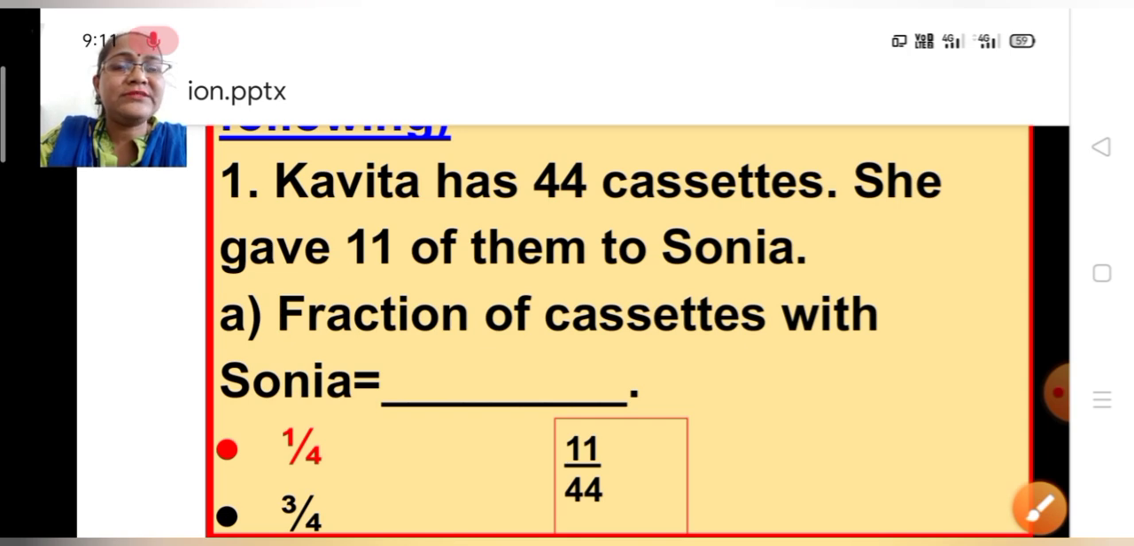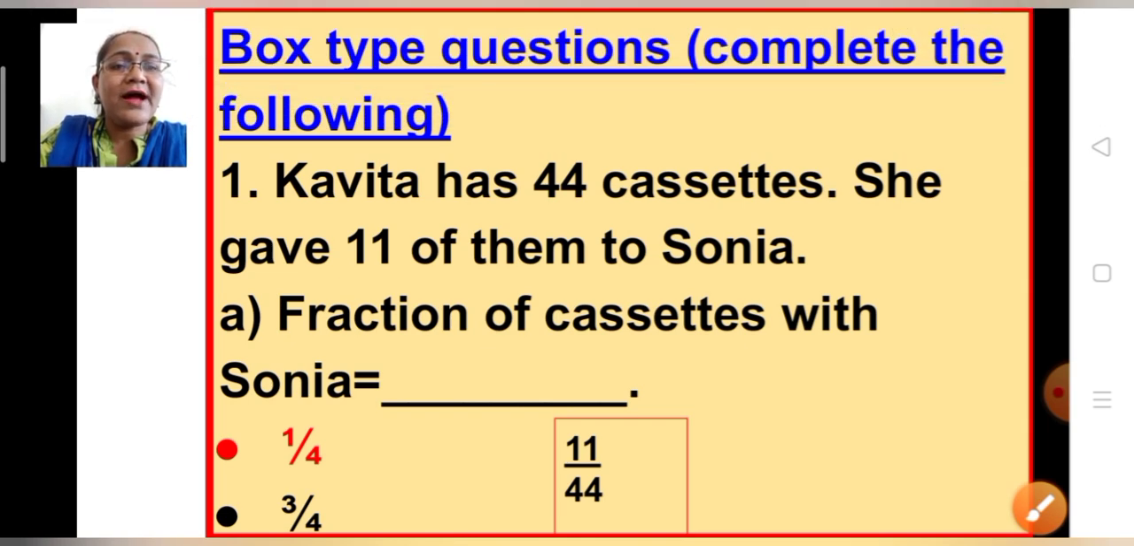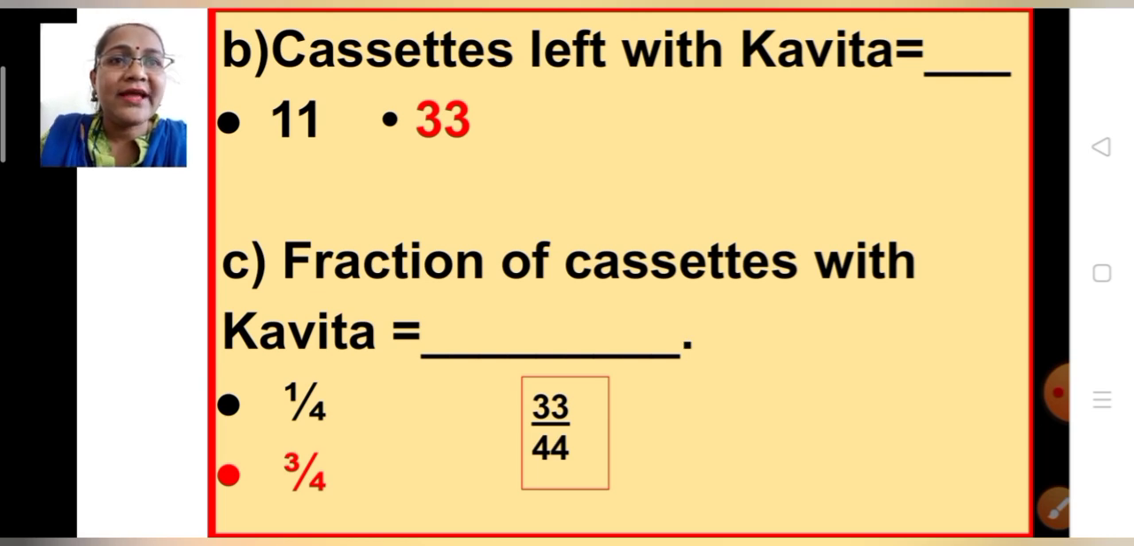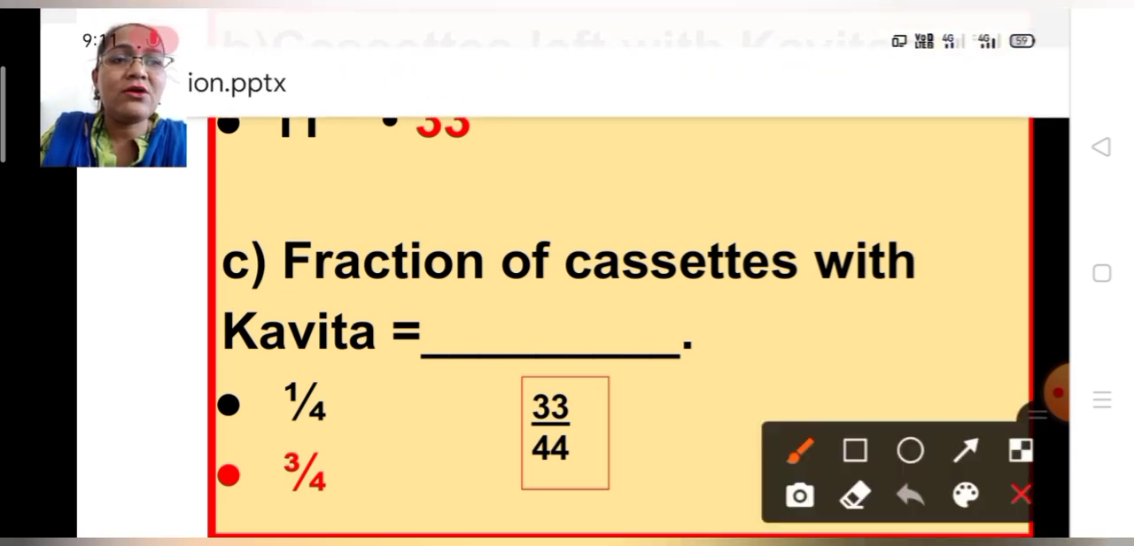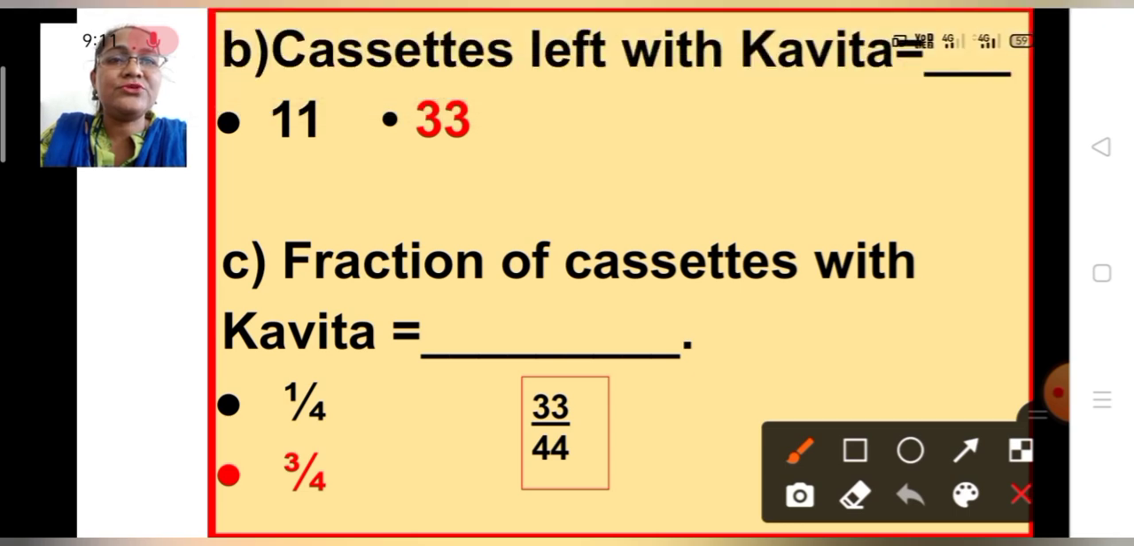Now we'll move on to the next part of the same question, that is cassettes left with Kavita. Now children, Kavita is having 44 cassettes and she gave 11 cassettes to Sonia. So cassettes left with Kavita is 44 minus 11, that is 33. So you are going to click on this option, which is the correct one.